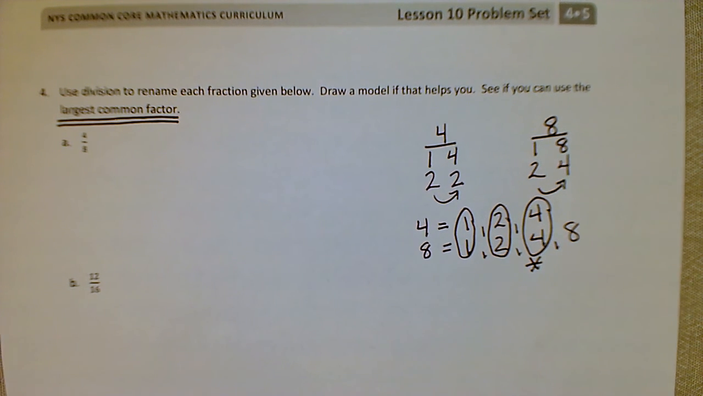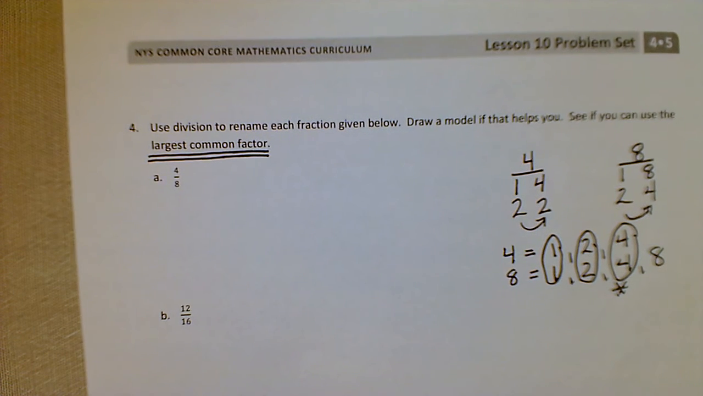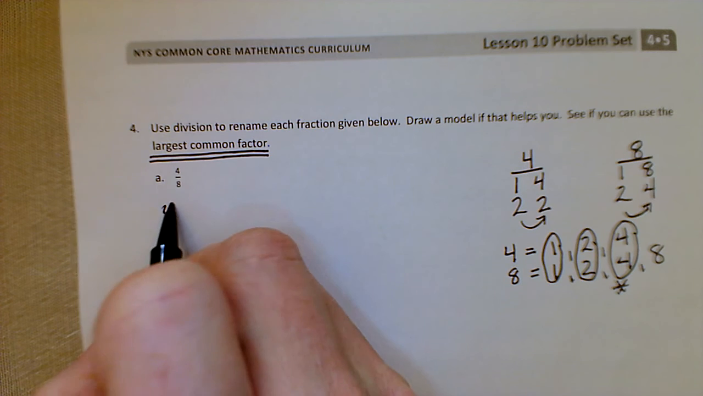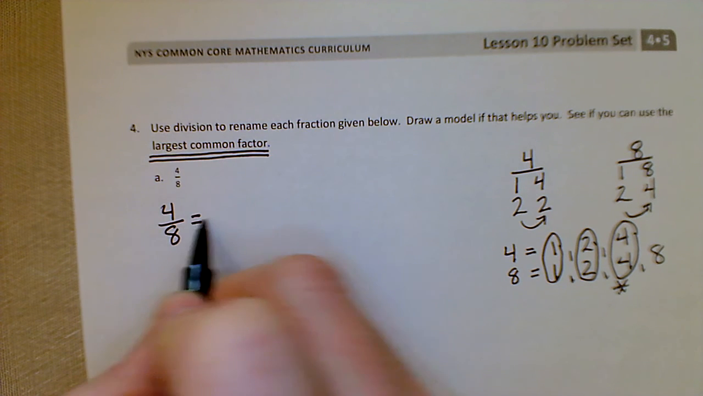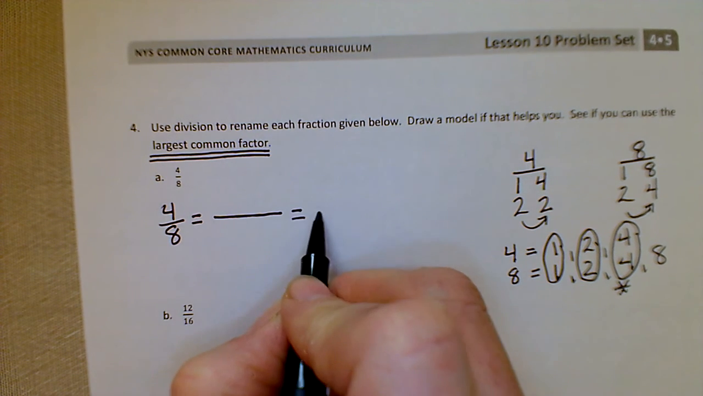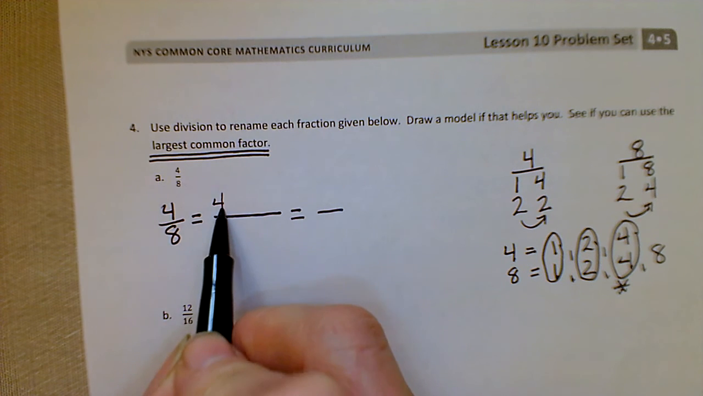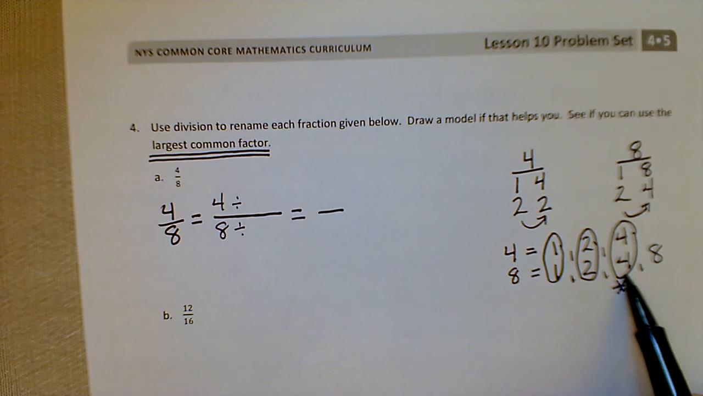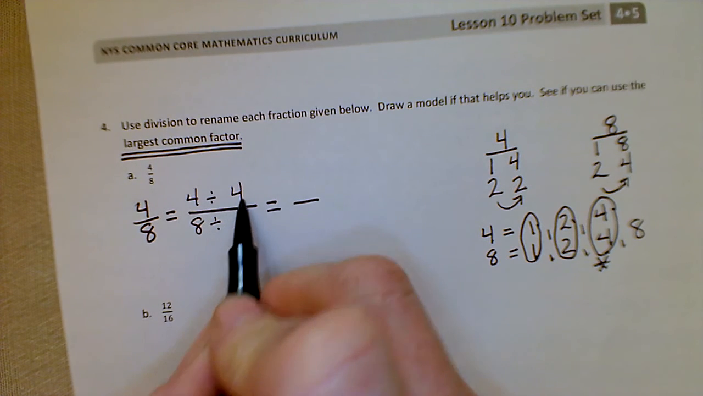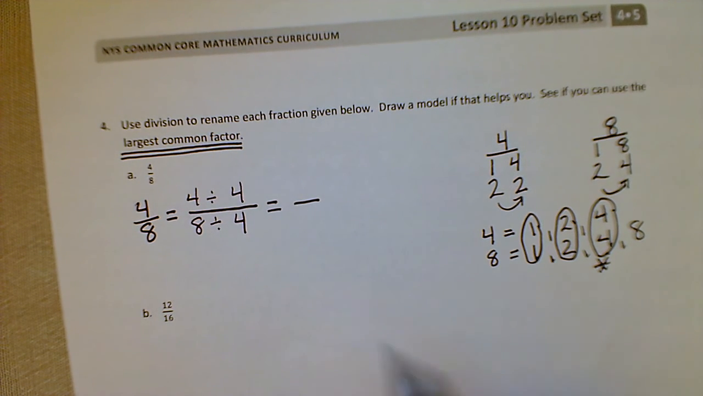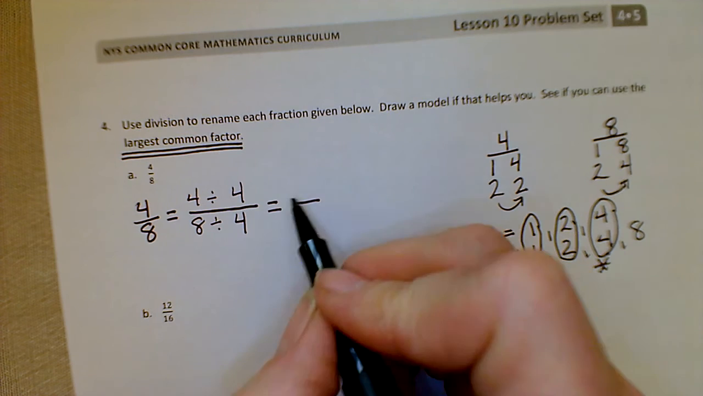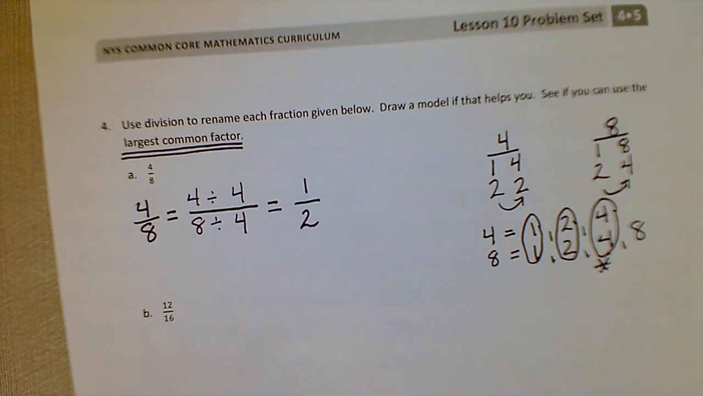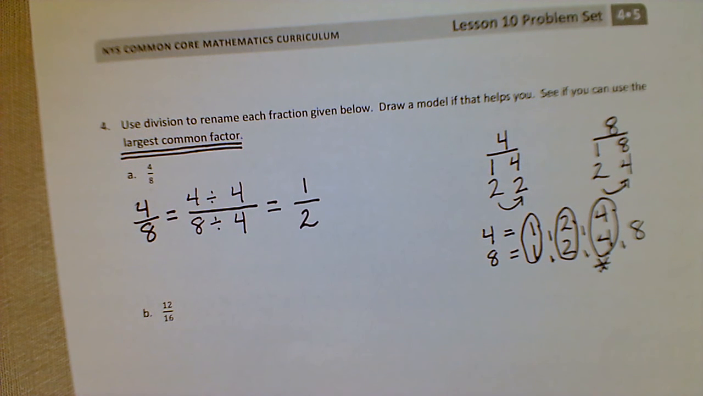So now I want to model that with a division sentence. I'm going to slide this over a little, make it more clear. Okay, so I'm going to start with 4 over 8. And then to show what I'm doing, I'm going to rewrite 4 over 8, and then I'm going to show that I'm dividing both of these by that 4, that factor that they have in common. When I divide 4 divided by 4, I get 1. 8 divided by 4 is 2. And so our answer is going to be 1/2.